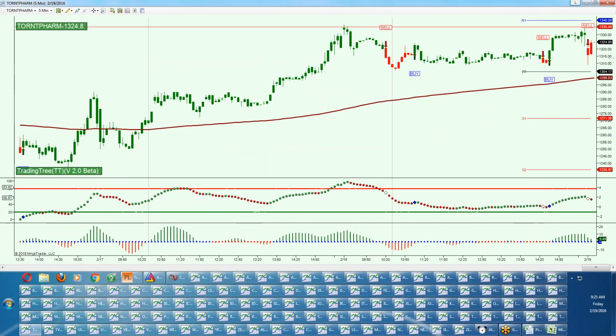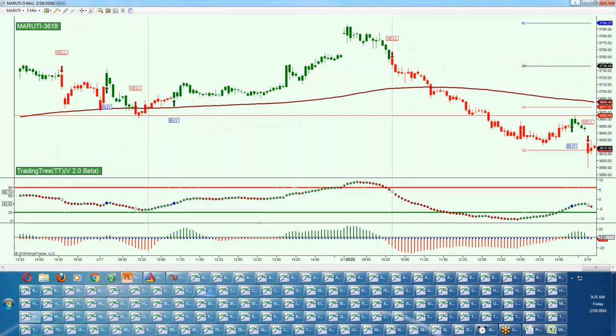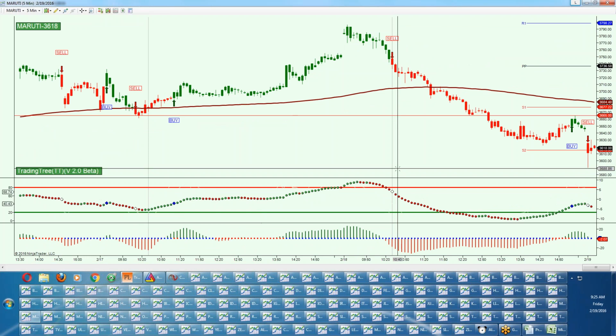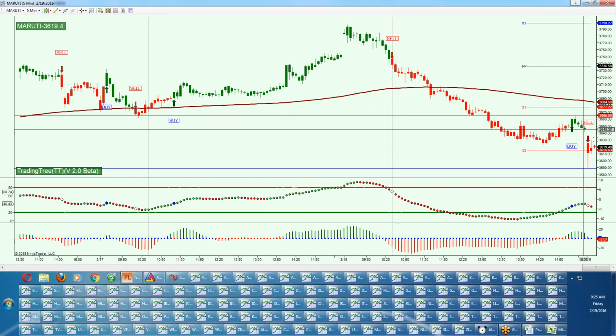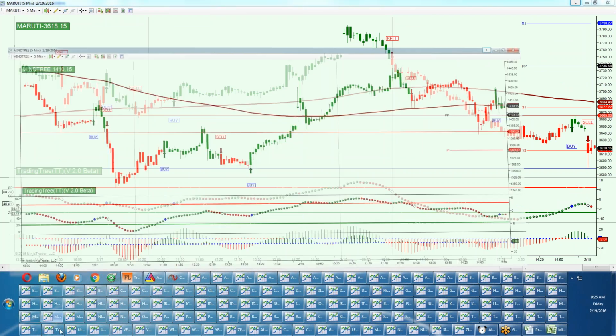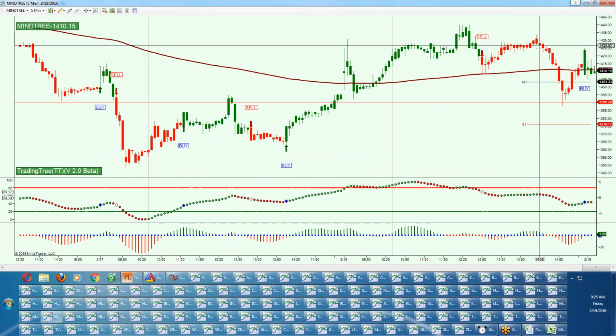Torrent Pharma, again, you have this sell call, but I think it's going to bounce back, because there are two supports here. Maruti, you can short it here, 3588, but it's going to retrace back. Mindtree is a buy, so you can buy above this price, 1425.